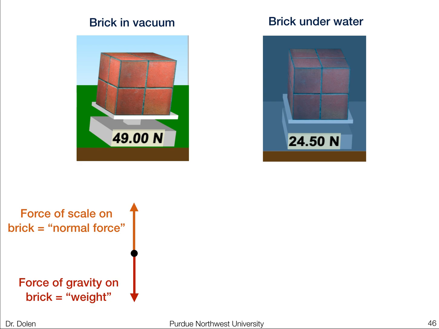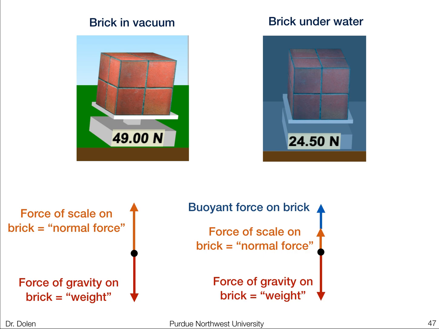Now let's do the same for the brick under the water. Okay, when we draw the brick under the water, the force of gravity does not change. Right? The force of gravity only depends on the mass of the brick and the mass of the earth. Right? And those haven't changed, so the force of gravity on this brick is not changing. But we can see that the force of the scale on the brick is now smaller. That's this little orange line.